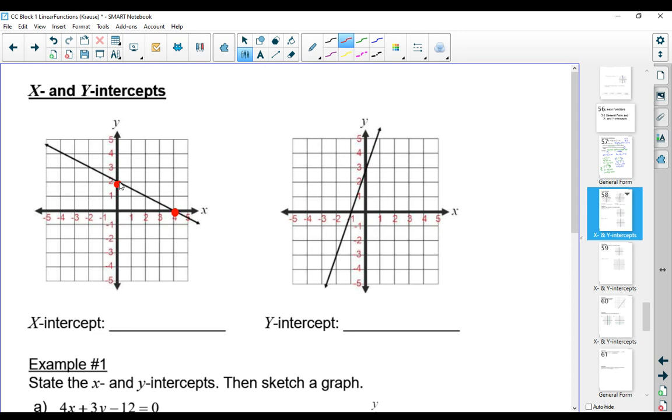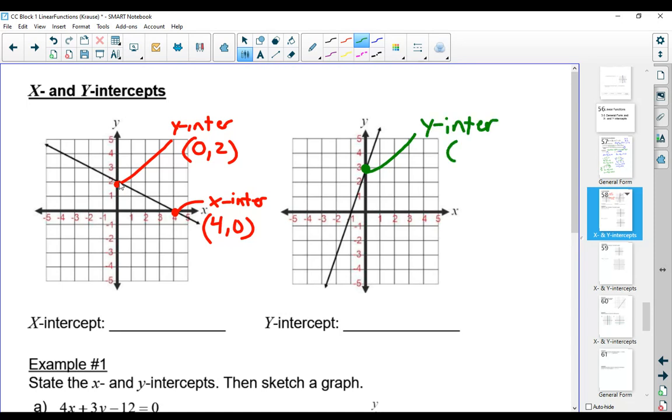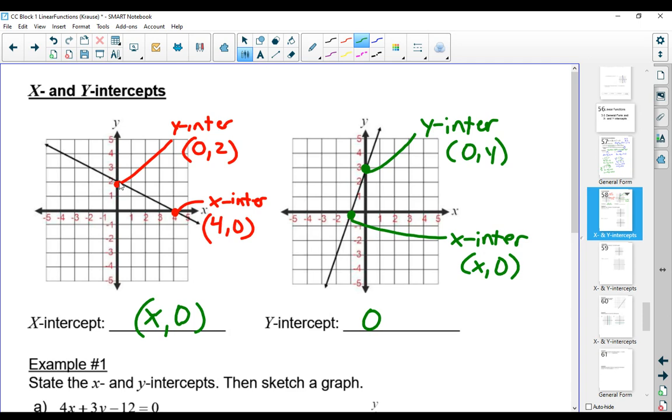So if I was to look at my graph here, my y-intercept is where I cross the y-axis. The y-intercept in this case is 0, 2. The x-intercept for this graph is 4, 0. So whenever we're looking at a graph, the y-intercept is where I cross the y-axis, and that coordinate would be 0, y. And when I cross the x-axis, my x-intercept will always have a coordinate of x, 0. So for an x-intercept, the coordinate is x, 0, and for a y-intercept, it's 0, y.